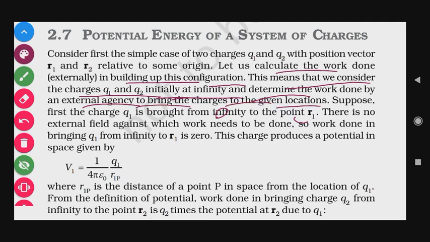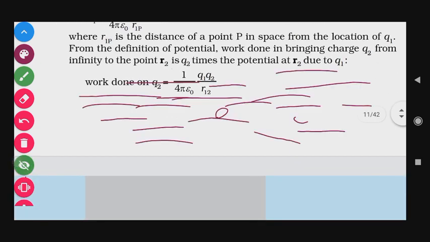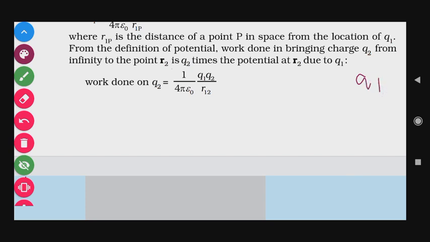First of all, we consider these two charges to be initially at infinity, and we will bring them from infinity to their respective points one by one. Suppose first the charge q1 is brought from infinity to a point r1. There is no external field against which work needs to be done, so the work done in bringing q1 from infinity to r1 is 0. So first we bring q1 from infinity to the r1 position.